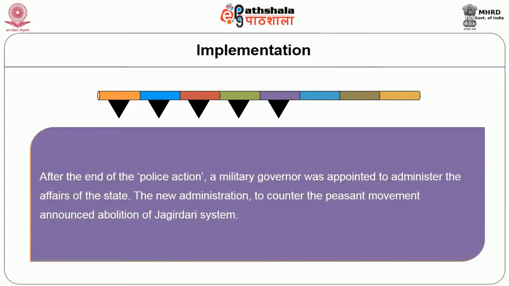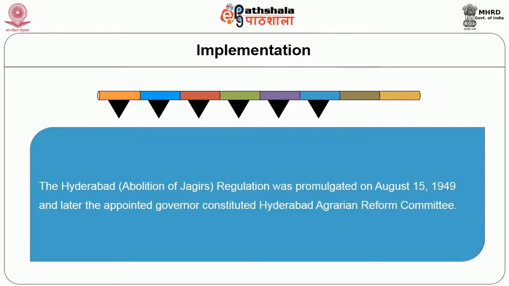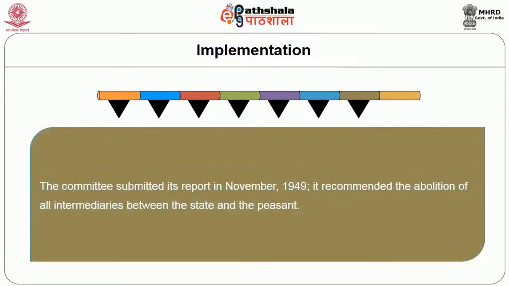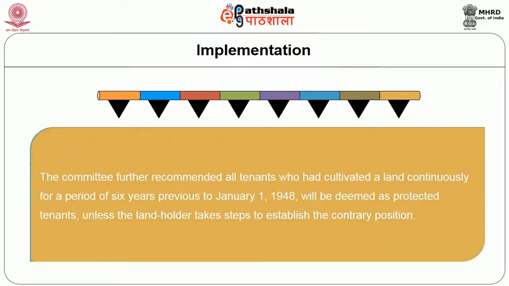After the end of police action, a military governor was appointed to administer the affairs of the state. The new administration, to counter the peasant movement, announced the abolition of the Jagirdari system. The Hyderabad Abolition of Jagirdars Regulation was promulgated on August 15, 1949, and the governor later constituted the Hyderabad Agrarian Reform Committee. The committee submitted its report in November 1949, where it recommended the abolition of all intermediaries between the state and the peasant, and that all tenants who had cultivated a land continuously for a period of 6 years previous to January 1, 1948 would be deemed protected tenants unless the landholder takes steps to establish the contrary position.